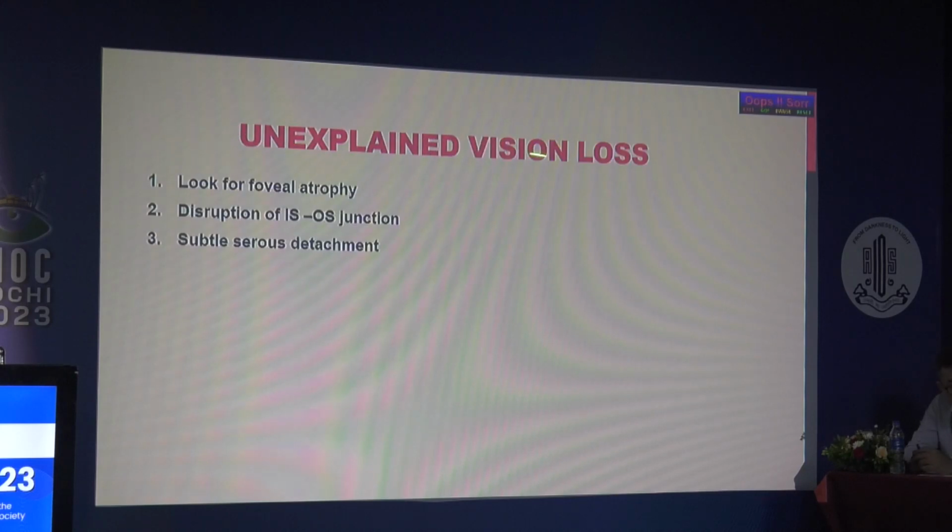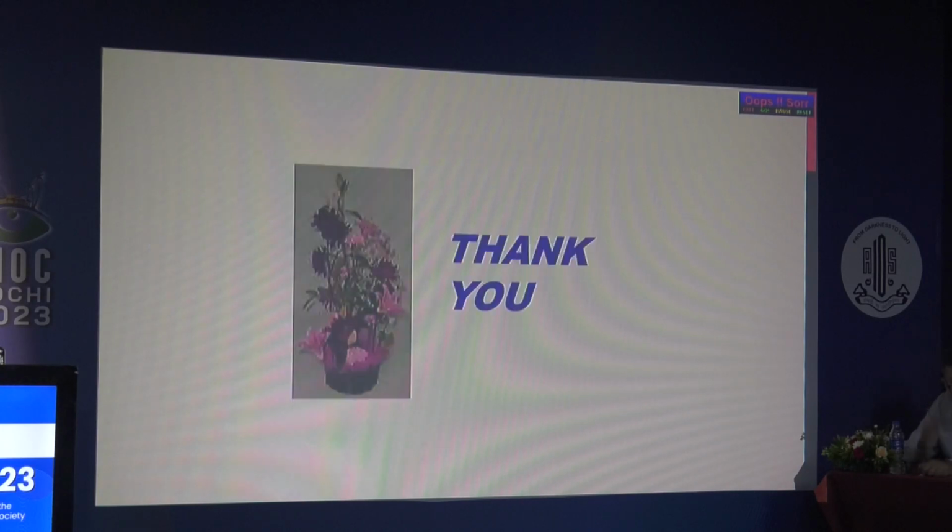When you have unexplained visual loss, you all come across unsatisfied patients, where we don't know what has gone wrong. This is very important. Look for foveal atrophy. The thickness of the fovea will go down, disruption of the IS organization, and subtle serous detachment. The third one will definitely recover, but these two will never recover. So explain to the patient, try to tell them that this is what we can do at maximum, we can't do much about these patients. So thank you very much for your kind attention.